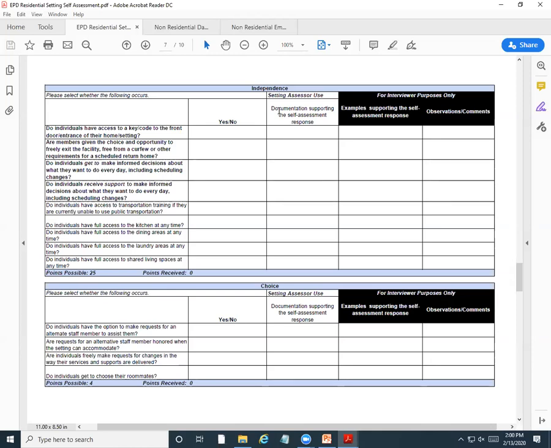And do individuals get to choose their roommates? And again, we know people living in your home may have a roommate request that cannot be accommodated immediately, just given the size of your setting and having to move other people around who are now impacted by that member's choice. So, can someone choose their roommate, and will the setting work with them to eventually accommodate that request?